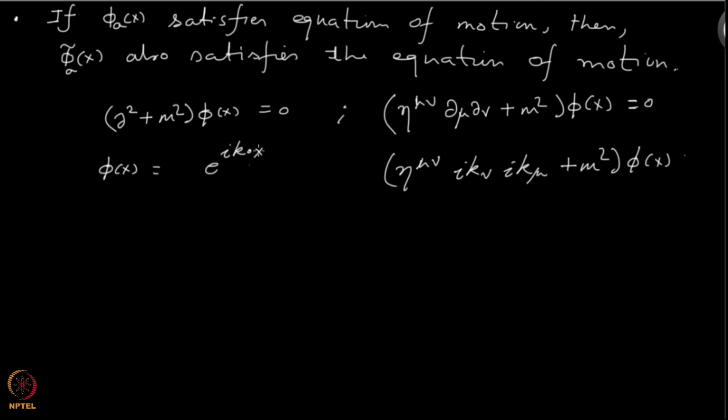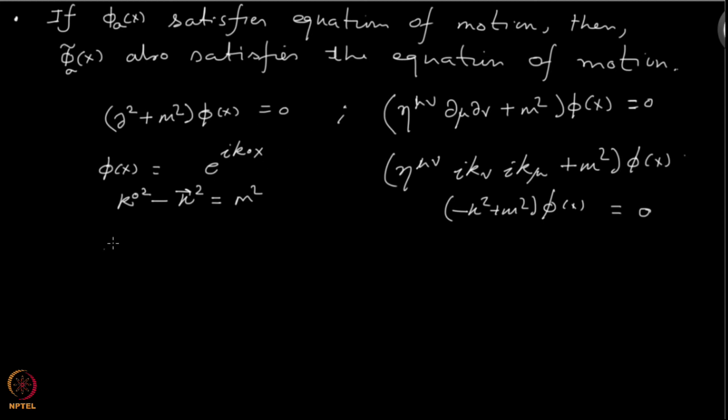Here in e to the i k dot x, the k's are constrained. The constraint is that k0 square minus k vector square is m square. That's the constraint you have on k, and here you see that i square is minus 1, and this makes it minus k square plus m square times phi, and k square is m square, so minus k square is minus m square, and then this is 0. So indeed that phi satisfies this equation of motion. So this is a true solution.